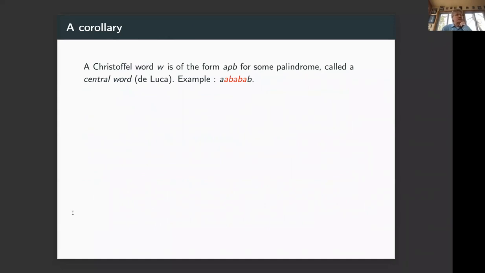So let us see a corollary. Christoffel word W: it is well known that if you take a Christoffel word, lower one, upper one, it's slightly different, you can also always write it as a product of A followed by a palindrome followed by a B. And this palindrome is called the central word. These words have been studied very much by Aldo de Luca first. And we may deduce a result due to Frid, in a slightly different formulation, in the same paper as before.